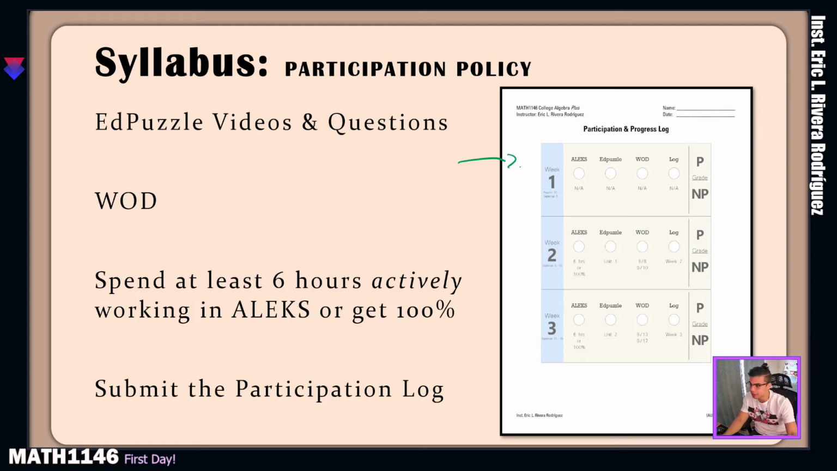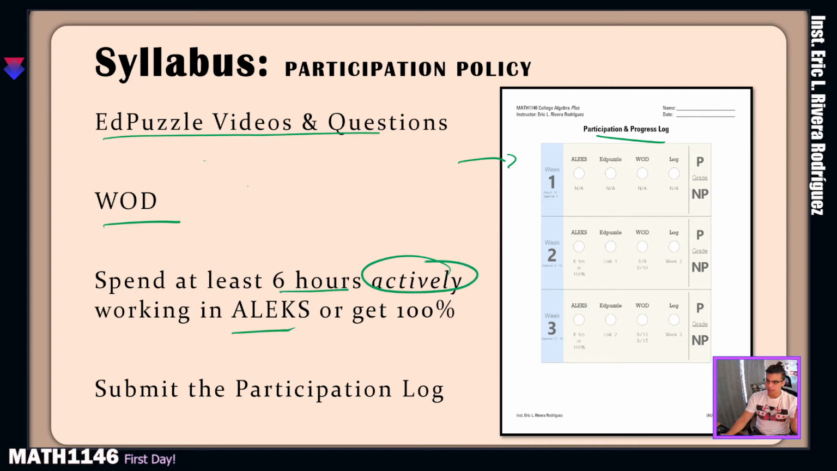Okay, what you are seeing here on the right is the participation and progress log. I'm going to talk about that in detail in just a moment. But to recap, participation policy: it's supposed to be a question, workshop of the day, 6 hours in ALEKS, working actively or getting the 100%. Each week, I'm going to receive a report for your login in ALEKS.